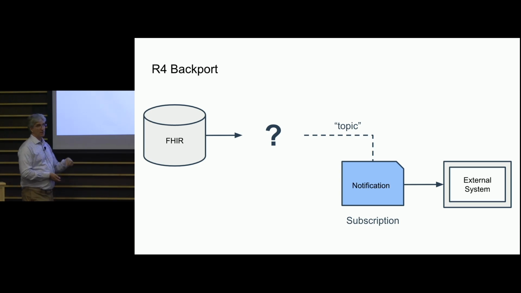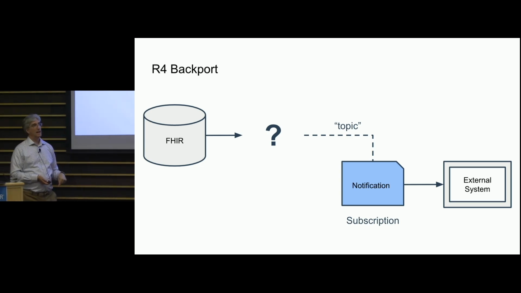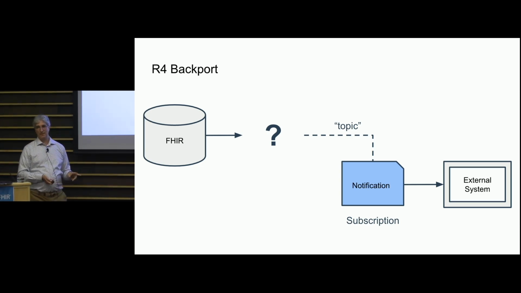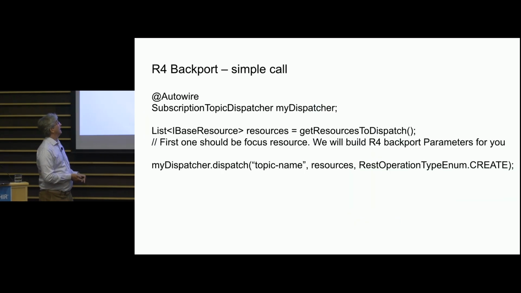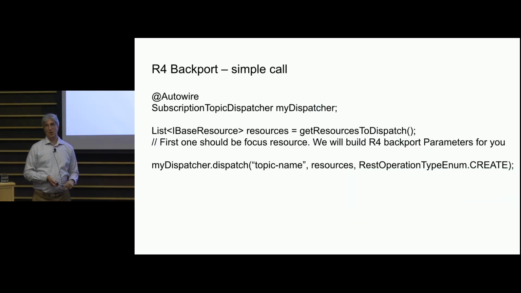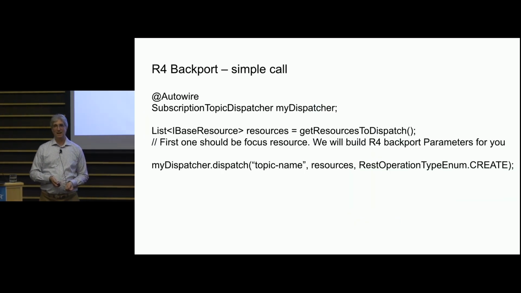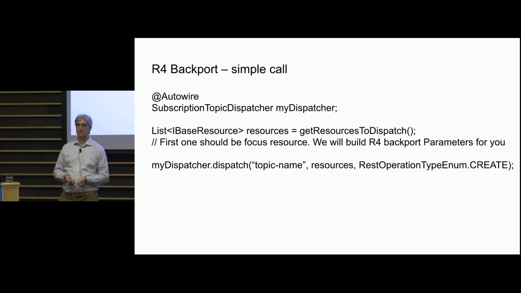So we have a current design for this and a future design for this. So I'll tell you what we have today. What we have today is basically code. You can wire in a service that's called a subscription topic dispatcher, and you basically say, here's the topic name, go find all the subscriptions in the system that are subscribed to this topic. Here's the resources to send them.